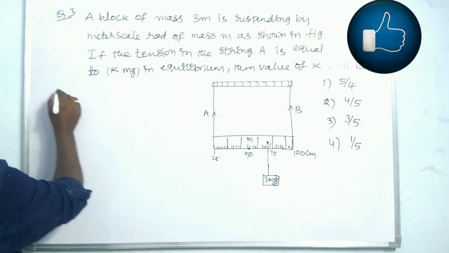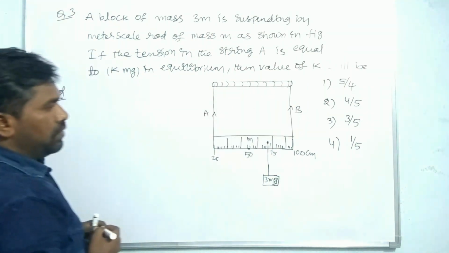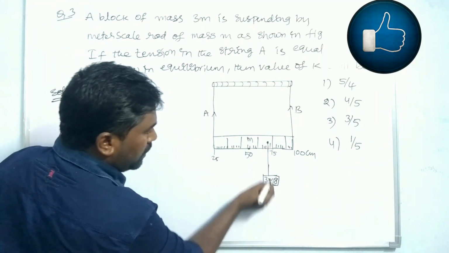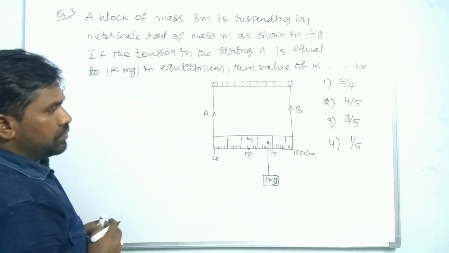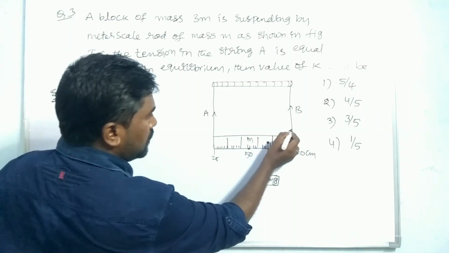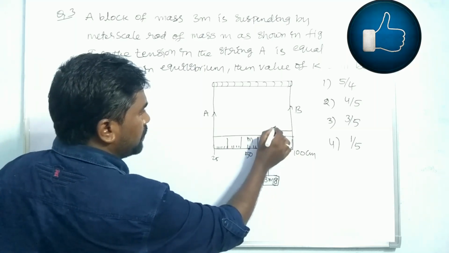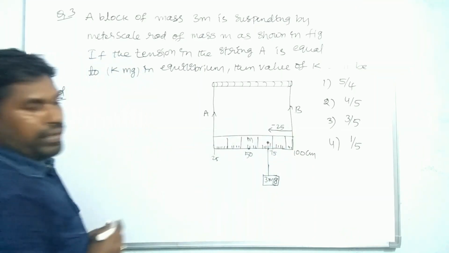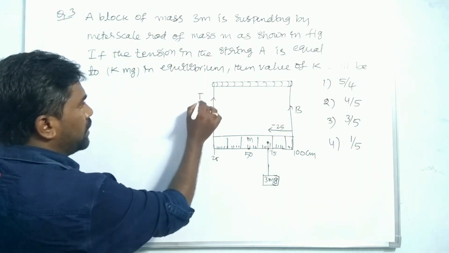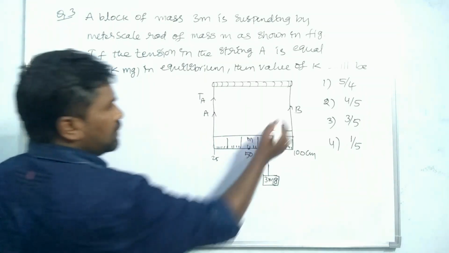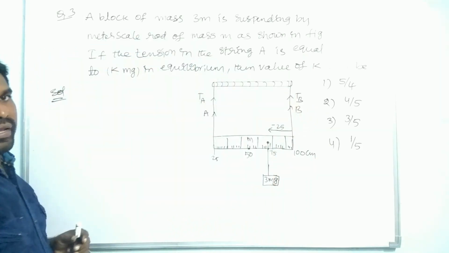So here we need to find this. This is the string A and string B. Here 3mg is suspended, along with the weight of the meter scale. It is acting at 75 centimeter, so it has moved 25 centimeter. The tension should be acting in the upward direction, that is TA, and in string B the tension is TB. So these two are acting in the upward direction.